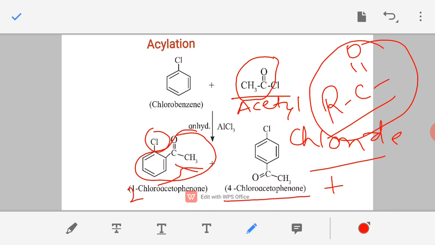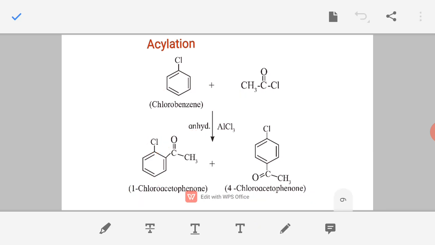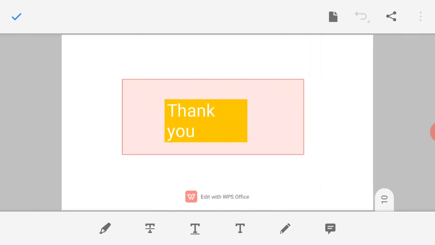Similar to the first reaction, here also the byproduct is HCl. The reaction we balance by 2. In this way, we finish the 4 important reactions of chlorobenzene, which are the most important. Okay, thank you.